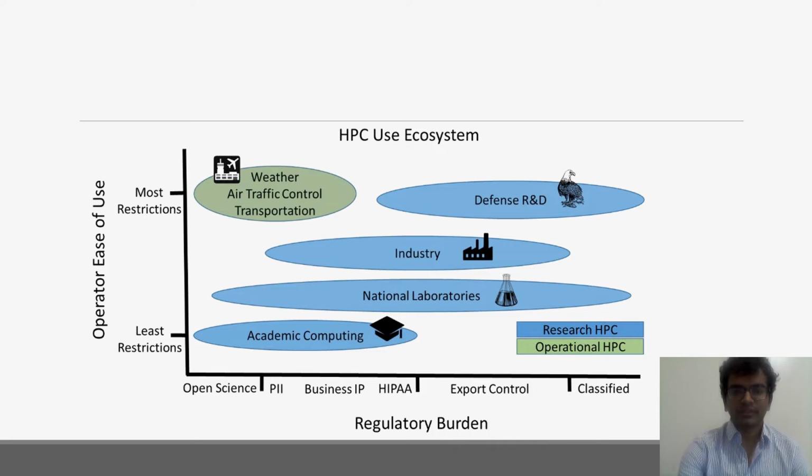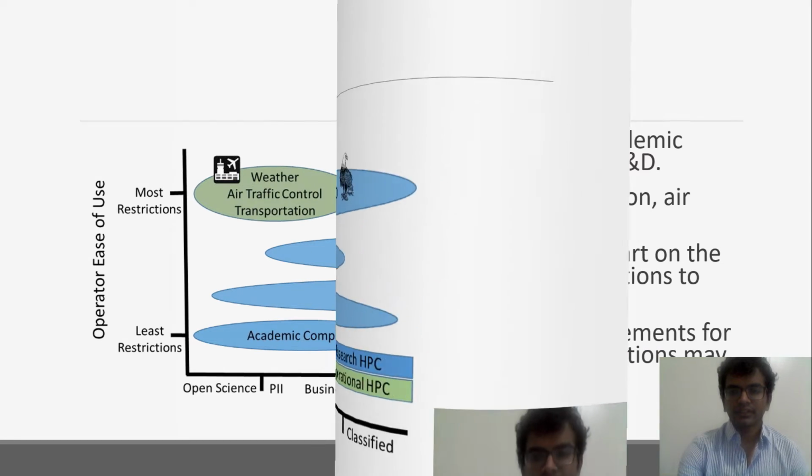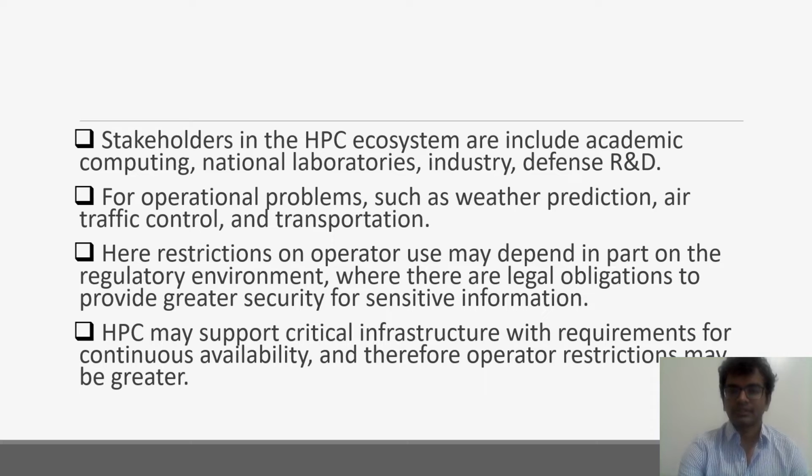HPC ecosystem. The stakeholders in this HPC ecosystem include academic computing, national laboratories, industry, defense, and R&D. For operational problems such as weather prediction, traffic control, and transportation, restrictions on operator use may depend in part on the regulatory environment, whether there are legal obligations to provide security for sensitive information. HPC may support critical infrastructure with requirements for continuous availability, and therefore operator restrictions may be greater.